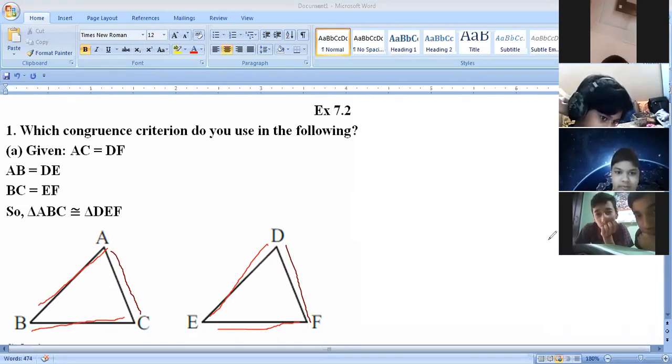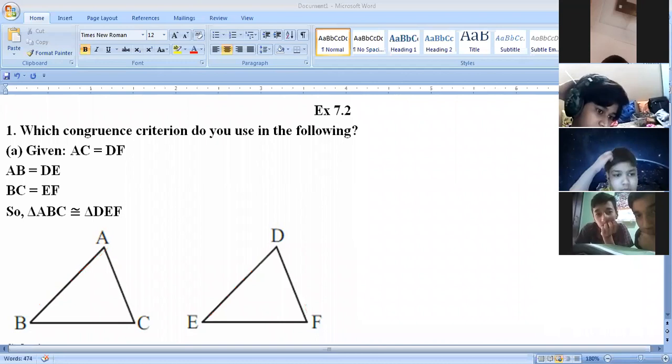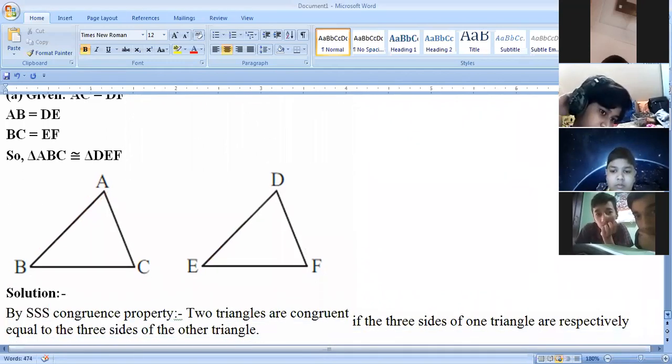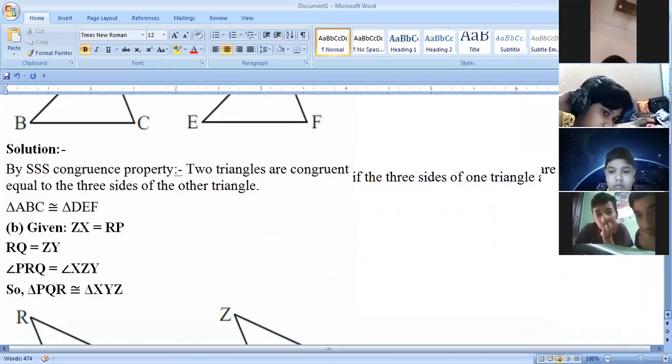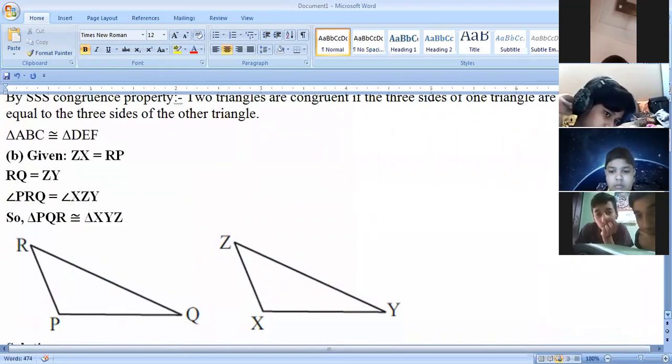Okay. Yes, Vivek, read the next one. Read the next part. Draw the diagram of the B part right now. Write SSS congruence criteria in A part answer. Vivek, unmute yourself and read the B part. Anant, read the B part.